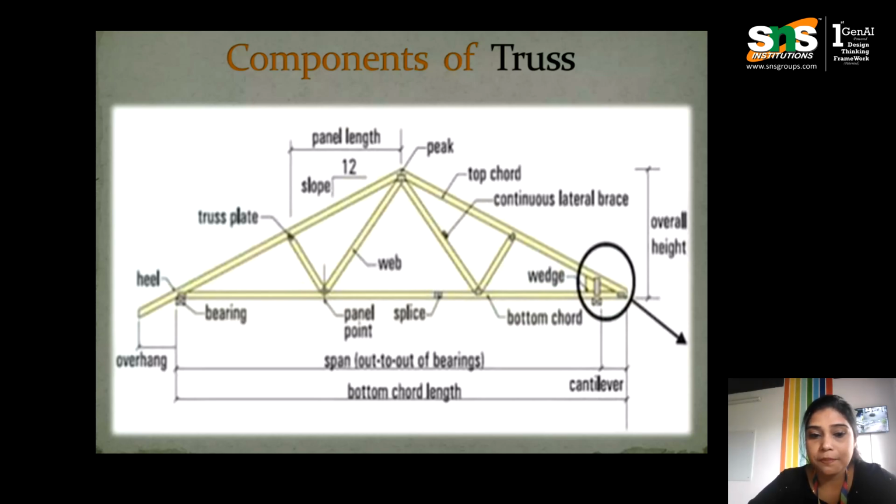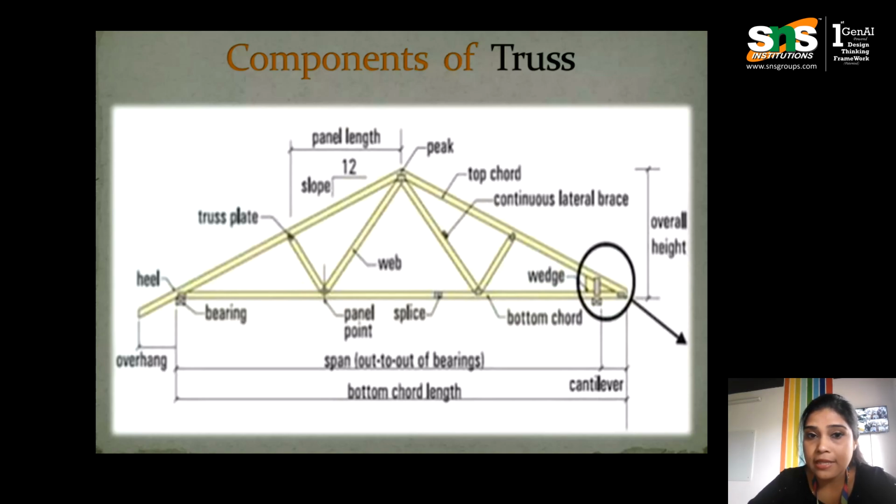Next are gusset plates, also known as nail plates. These are metal plates with teeth that connect the wood members together at joints to ensure structural integrity. These are very important things we have to come across when we talk about trusses. Another specific component is the apex or peak, which is the highest point where the top chords meet.